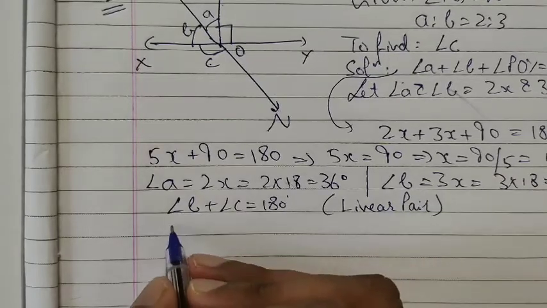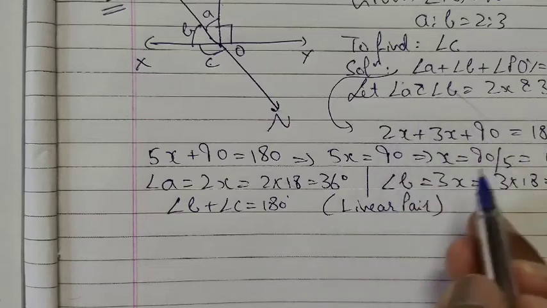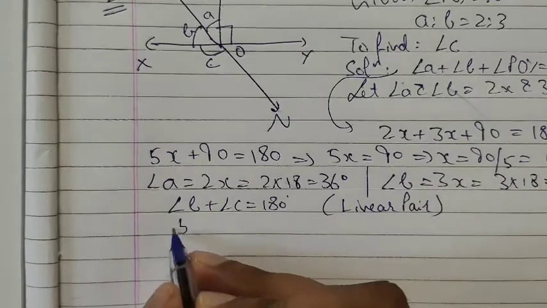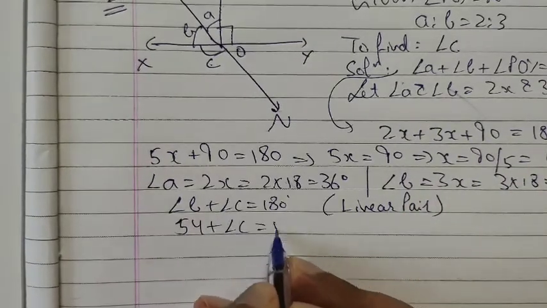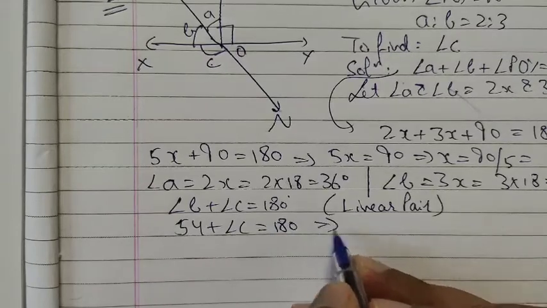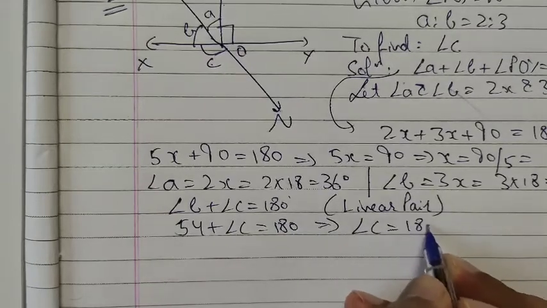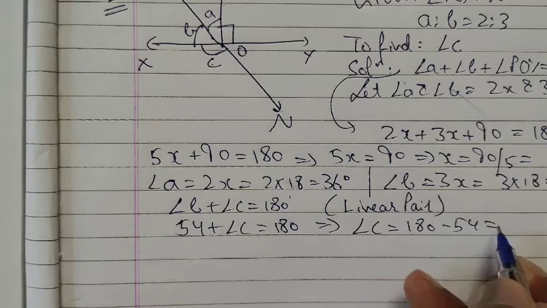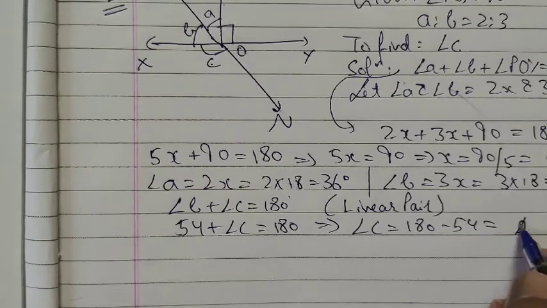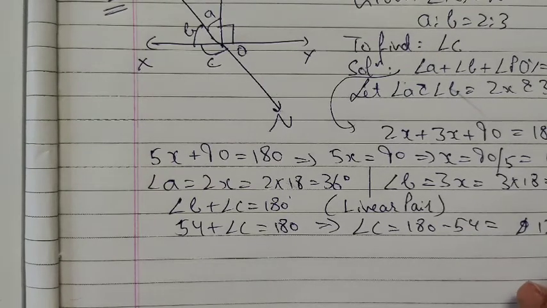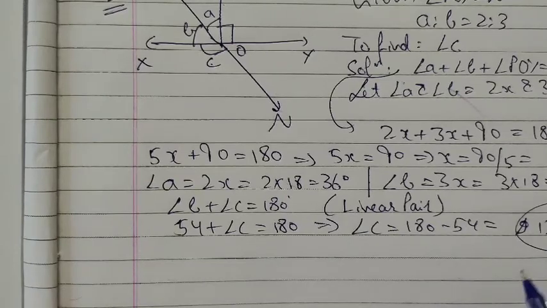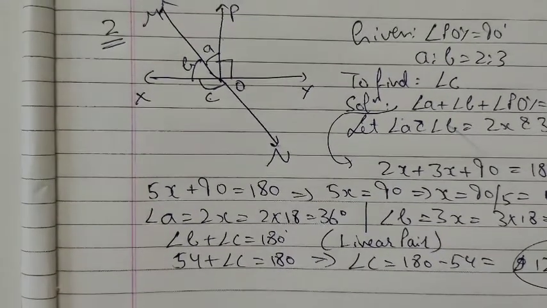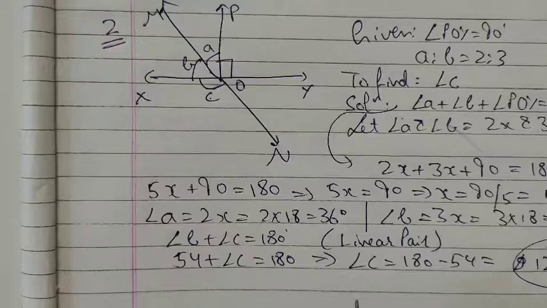So angle B here is 54, plus angle C is equal to 180. This implies angle C is equal to 180 minus 54, which is 126 degrees. So angle C value is 126 degrees. This is our answer. So very easy it was.